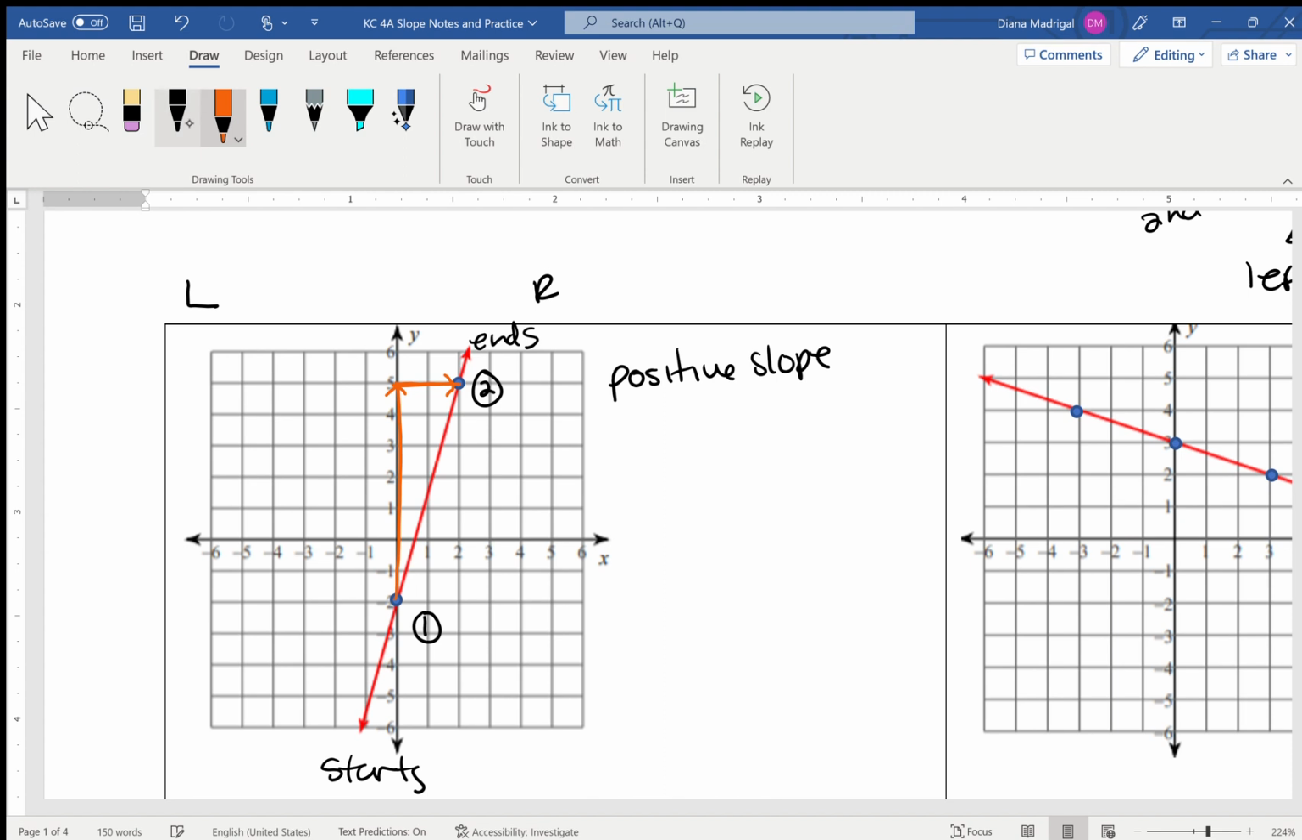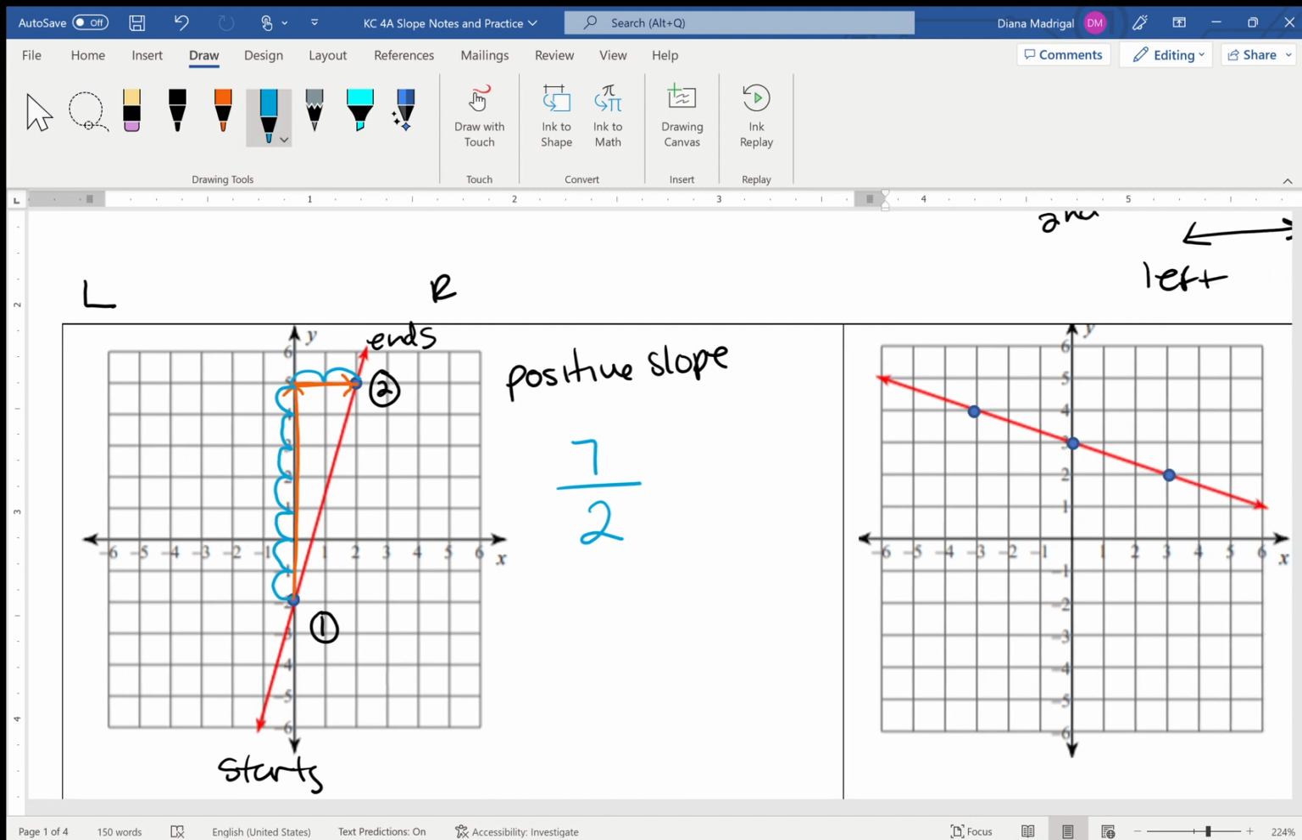All you have to do now is count the squares. So it's 1, 2, 3, 4, 5, 6, 7. I went up 7 and I went to the right 1, 2. So my slope for this is 7 over 2. Okay. All right, and that's it. That's all we're doing for these.